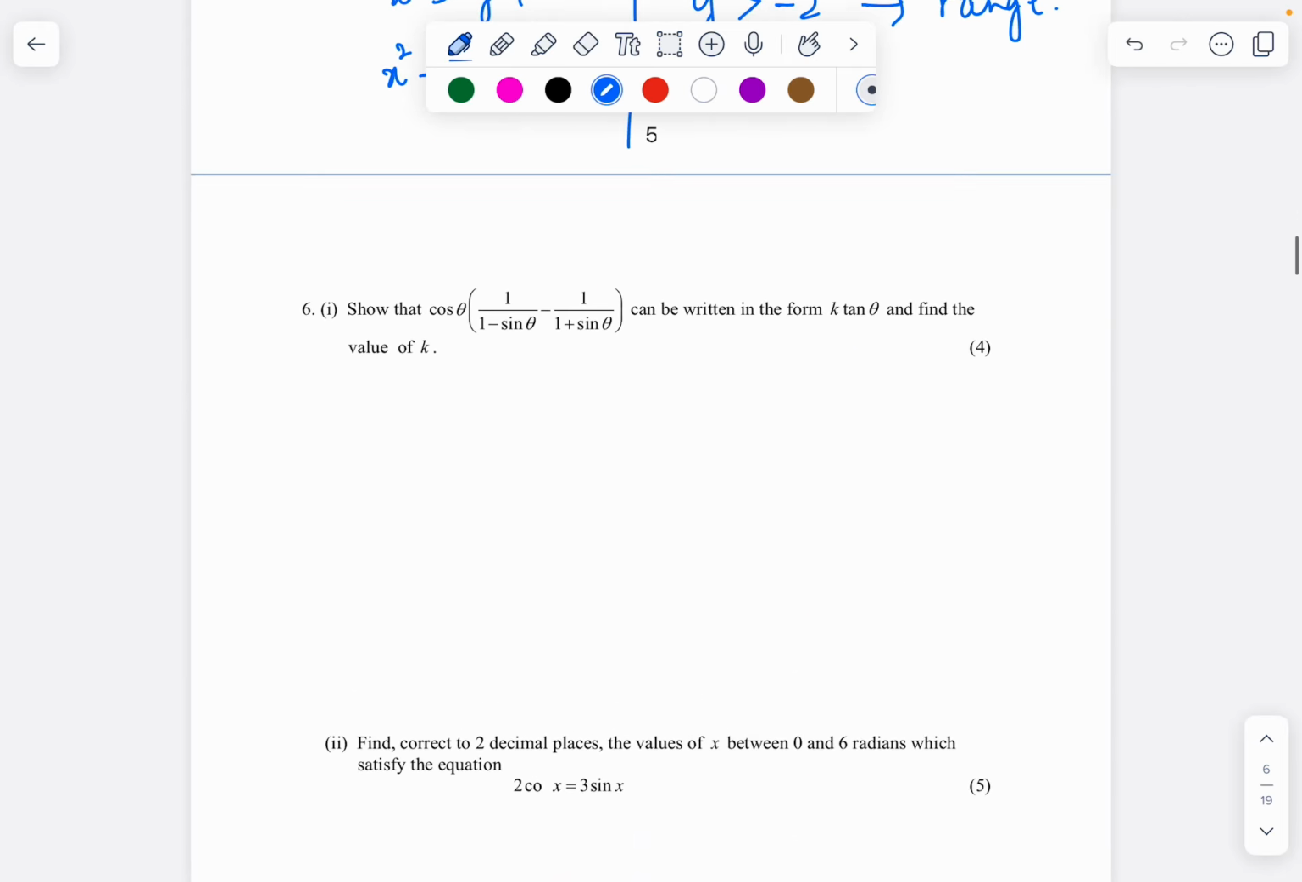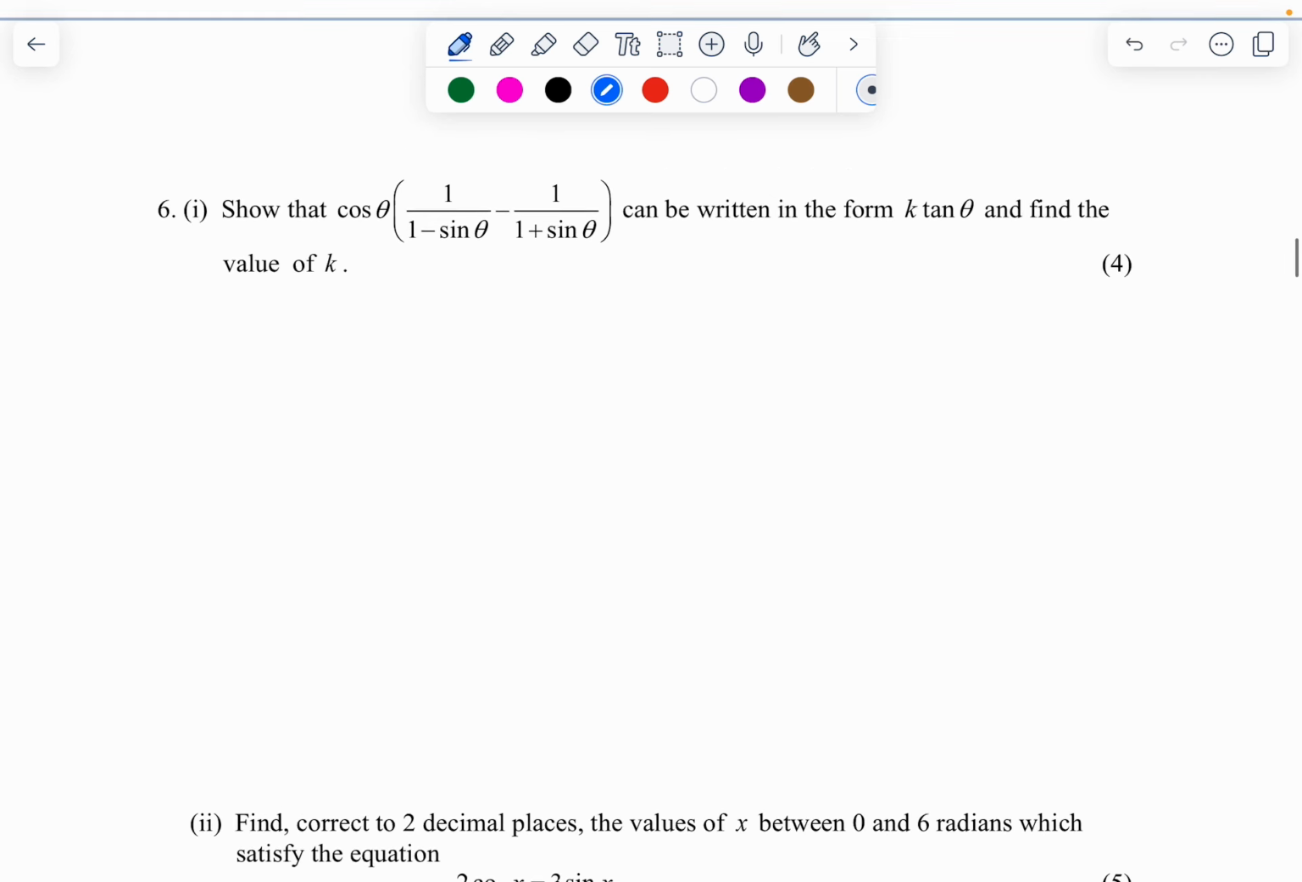Okay, next question. Show that cos theta times (1 over 1 minus sin theta minus 1 over 1 plus sin theta) can be written in the form of k tan theta. Okay, so show that. You remember, always we start from the LHS and you need to go to the RHS. So our answer must be k tan theta. k can be any number. So let us see how do we solve this.